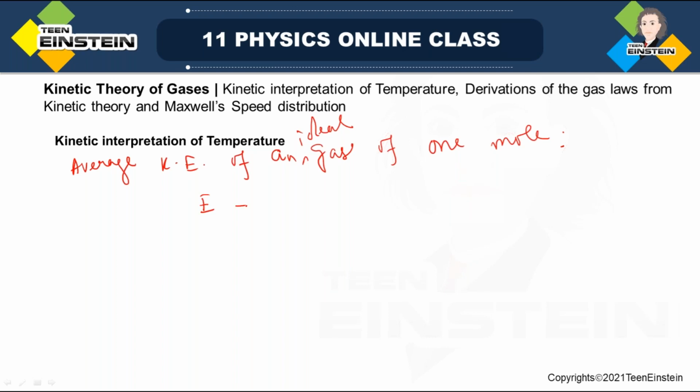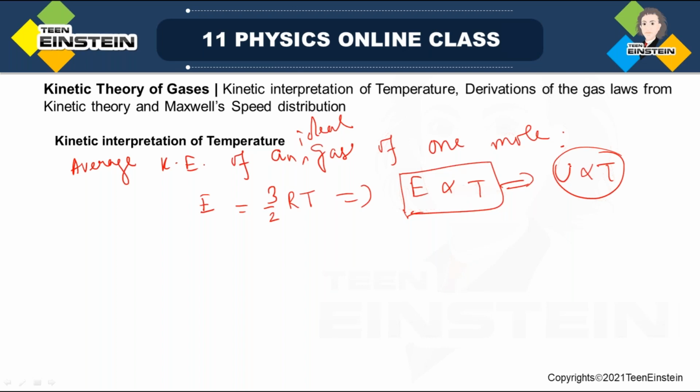E is equal to 3/2 RT. Here R is the universal gas constant and T is temperature. So we can write that E is directly proportional to T. This is actually the average kinetic energy. When we talk only about an ideal gas, the gas does not have any other source of energy, only this average kinetic energy. And we can see that average kinetic energy is directly proportional to temperature, which proves that internal energy is directly proportional to temperature.